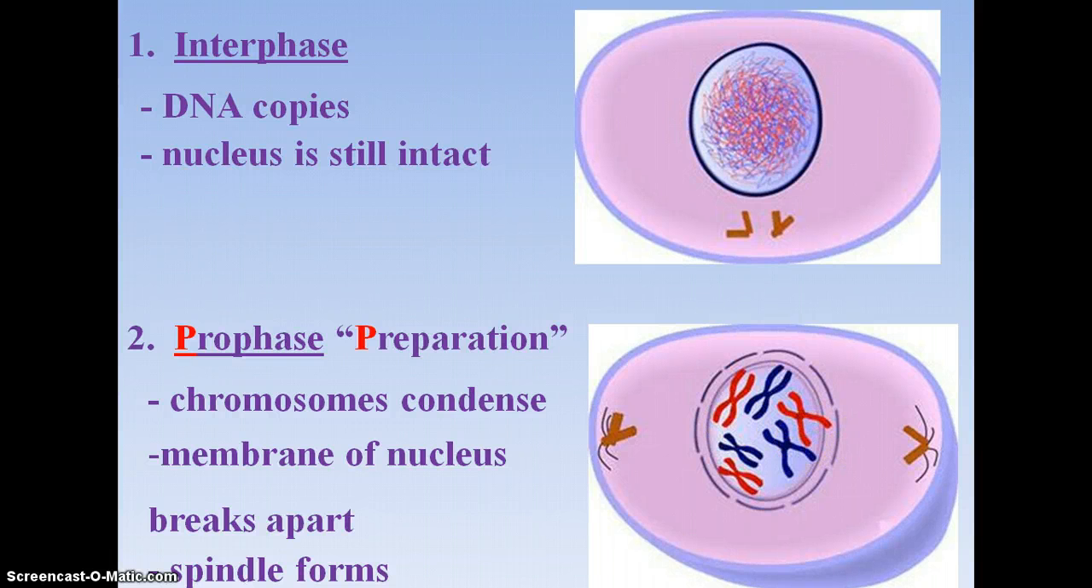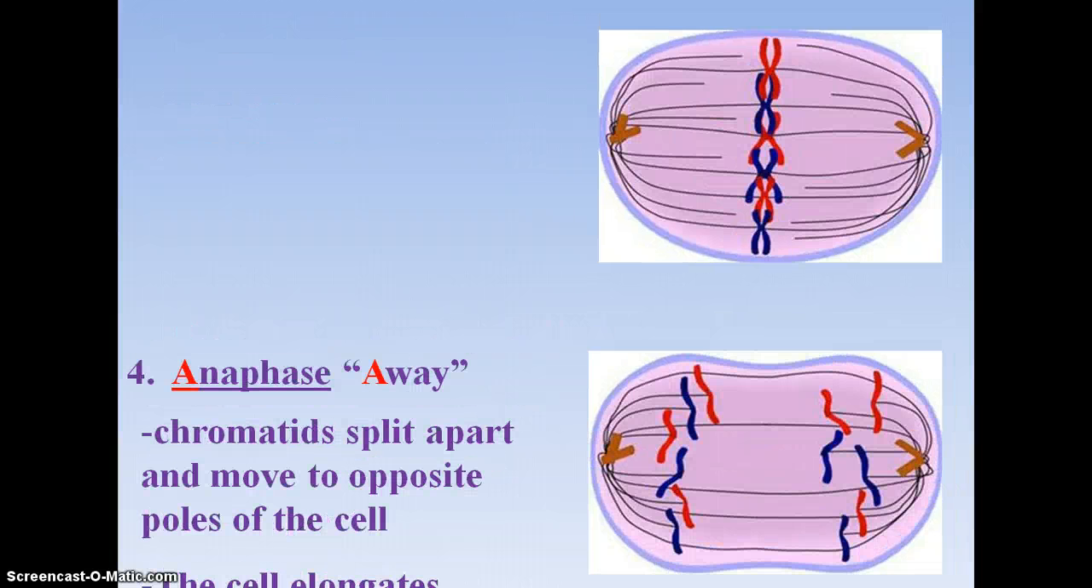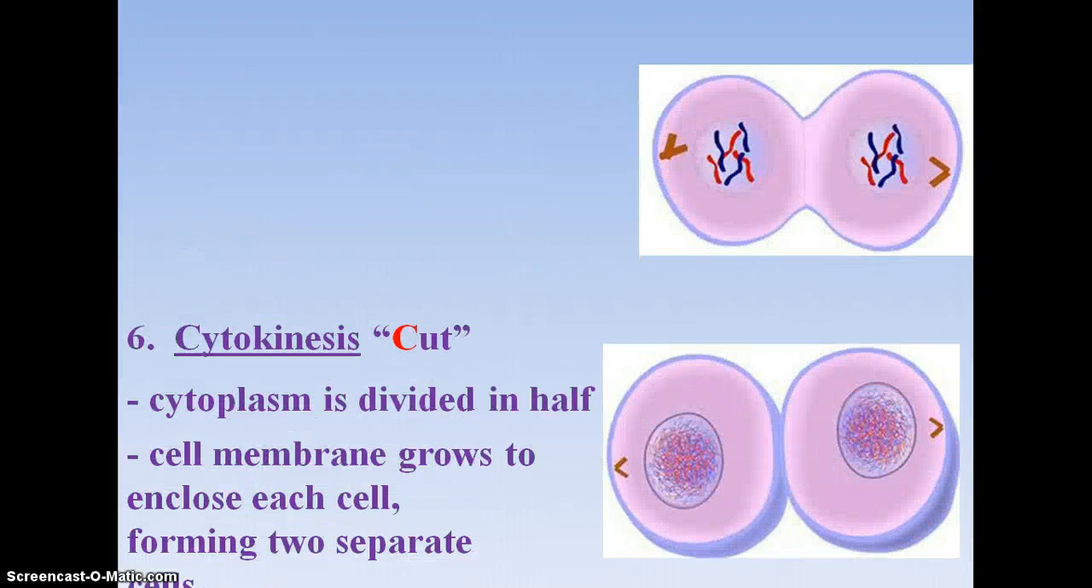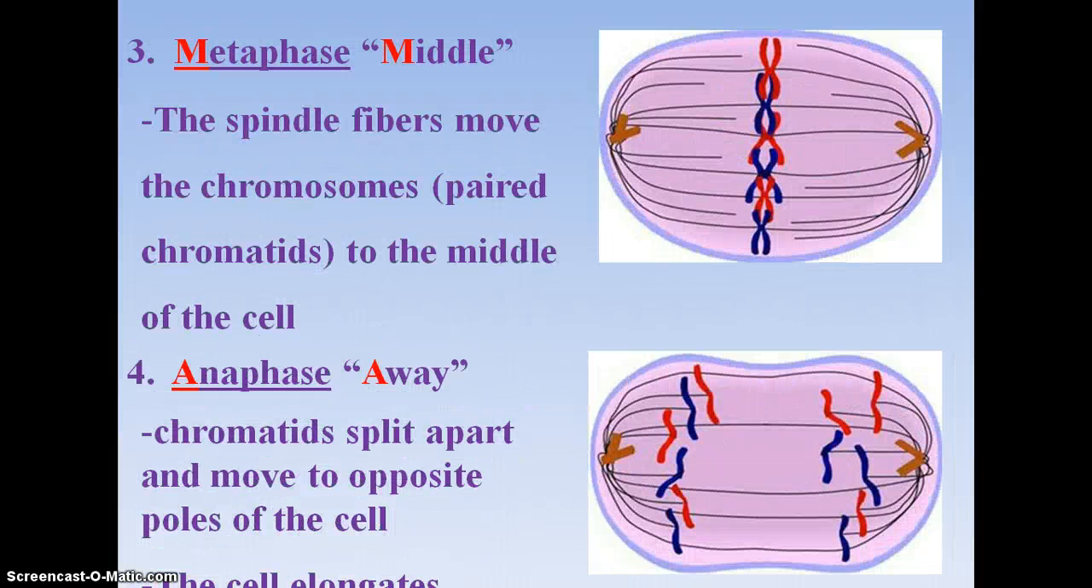So just kind of quickly, interphase, this is when the cell is normal, everything is fine, getting ready for cell division. In prophase, it's preparing. All of the chromosomes are starting to condense. Our nucleus starts to break down. And in metaphase, the chromosomes are lined up in the middle.